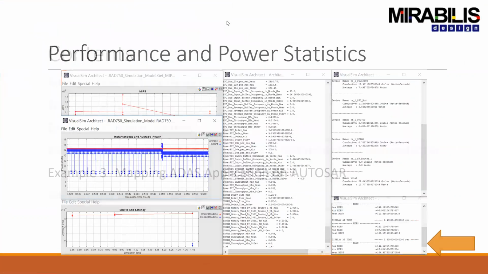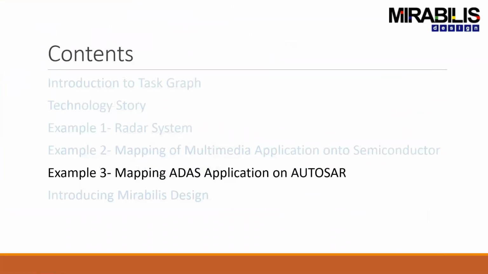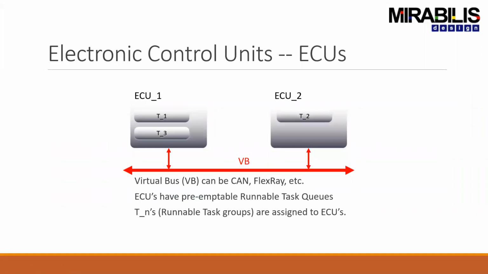Now, looking at the third example that we discussed, it's really about mapping autonomous driving applications onto AUTOSAR systems. AUTOSAR is a preferred operating system in the automobile space. And really there's a concept where the operating system provides a buffer between the hardware and the communication resources and the actual software tasks. So which means that the software tasks can actually run independently of the hardware platform.